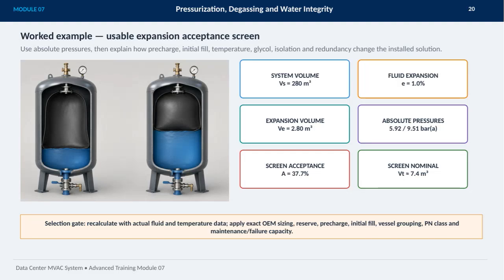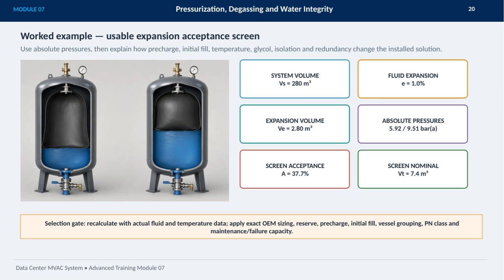On this slide, we're focusing on a worked example of the usable expansion acceptance screen for a data center MVAC system. First, we look at the system volume, which is 280 cubic meters. The fluid expansion is given as 1%, leading to an expansion volume of 2.80 cubic meters. Next, we consider the absolute pressures involved, which range between 5.92 and 9.51 bar absolute. This is a critical factor for proper system design and operation.